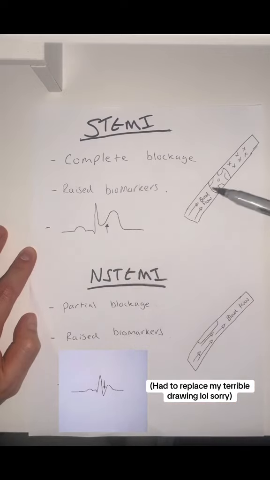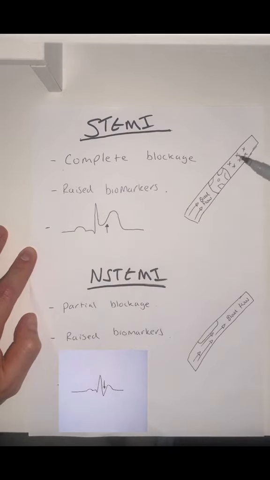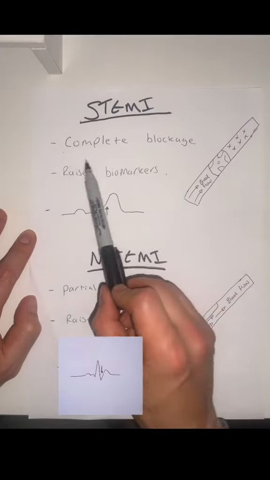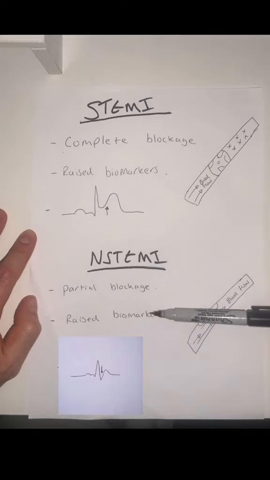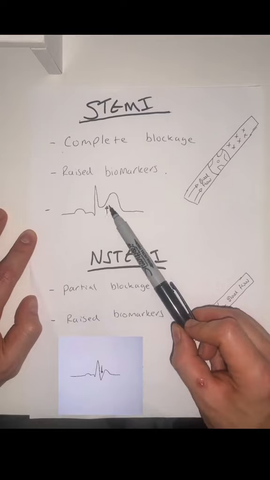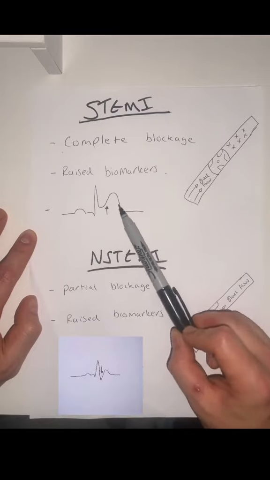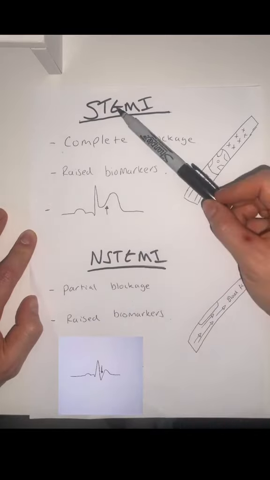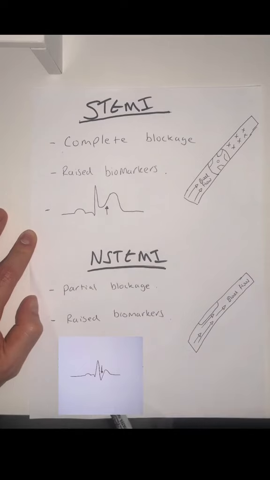In a STEMI, there's a complete blockage of blood flow in the heart, which is usually caused by plaque, so the blood is not able to get to the rest of the heart. You'll have your raised biomarkers in both a STEMI and an NSTEMI. But in a STEMI, in your ECG, you'll have an ST elevation and it'll look something like this. In an NSTEMI, the hint's in the name, it's not going to be an ST elevation, and sometimes it'll show as an ST depression like this on your ECG.